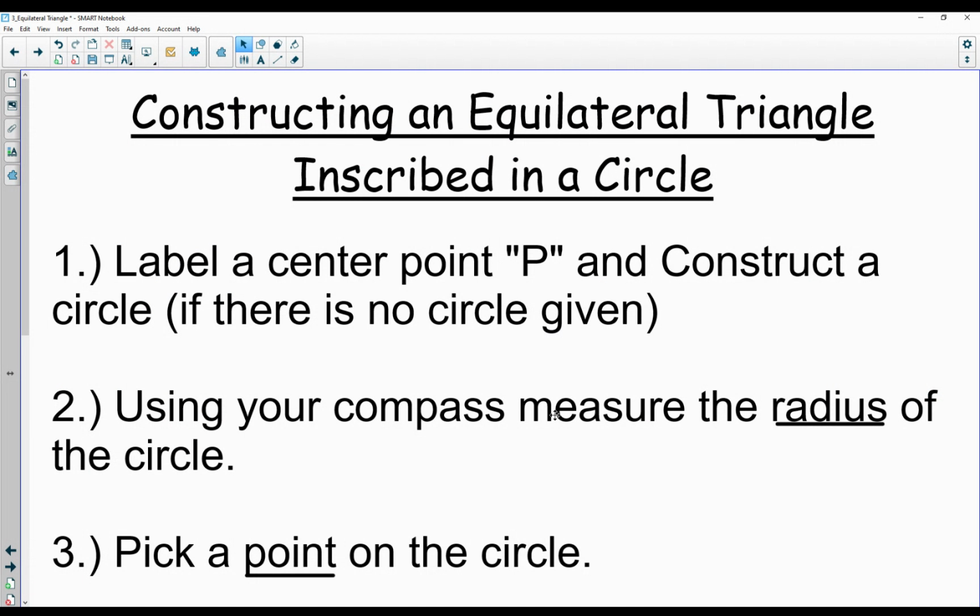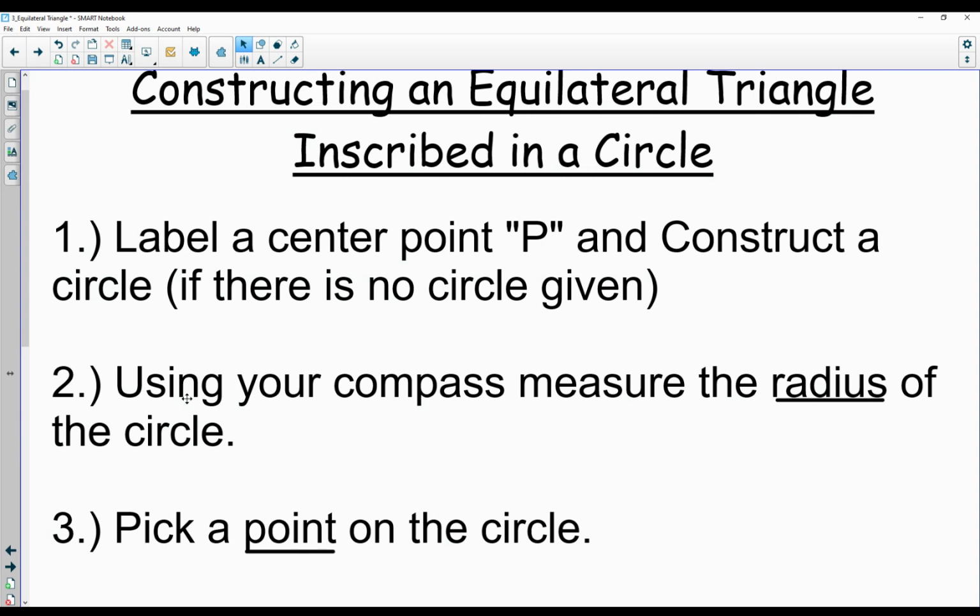The first step is you have to label and create your center point. The labeling is a good habit to get into. If you forget to label, unless it specifies it, we won't take points off. But after you actually create that center point, you have to construct the circle. Now, there might be a time where a circle is given. So if the circle is given, you can omit step 1.